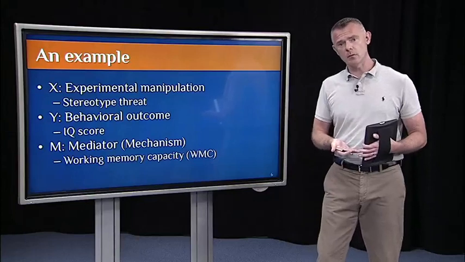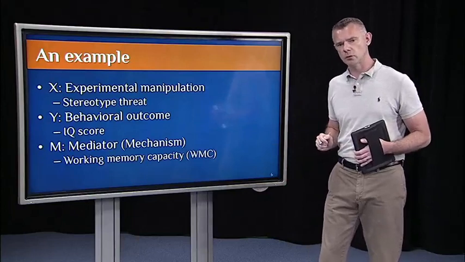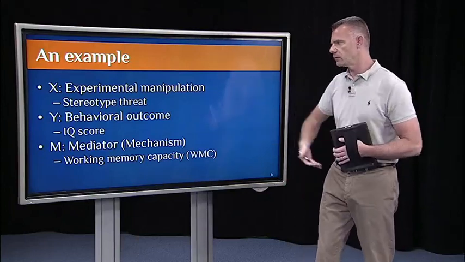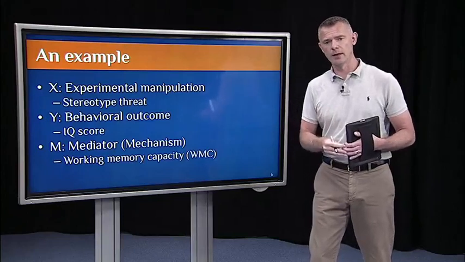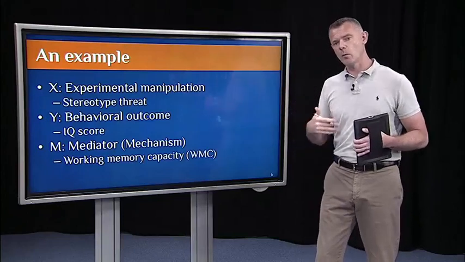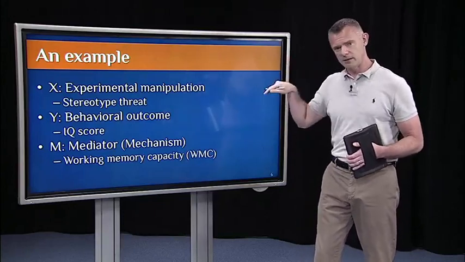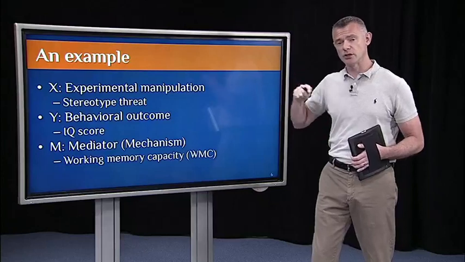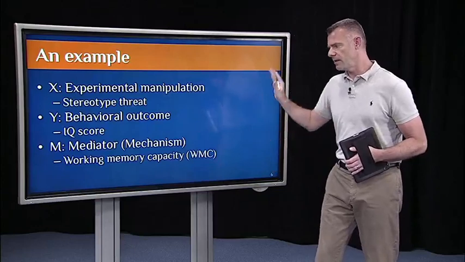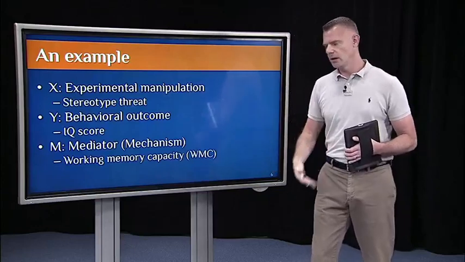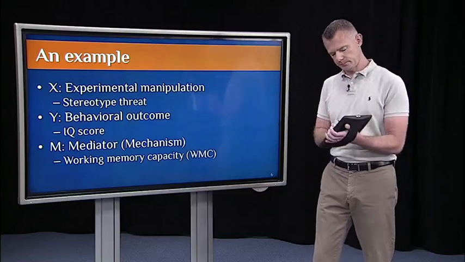Well, it may be working memory capacity, and there's actually literature to support this in social and cognitive psychology. That is, what a threat manipulation does is it disrupts people who are under threat, they become distracted, and their working memory is therefore less efficient. So threat influences working memory capacity, which in turn influences IQ performance. In this case, it's the mediator. In other words, it's the mechanism through which the effect occurs.